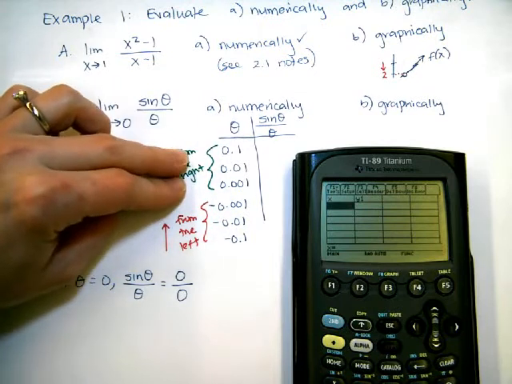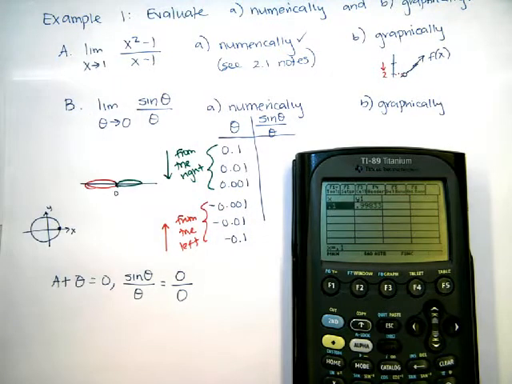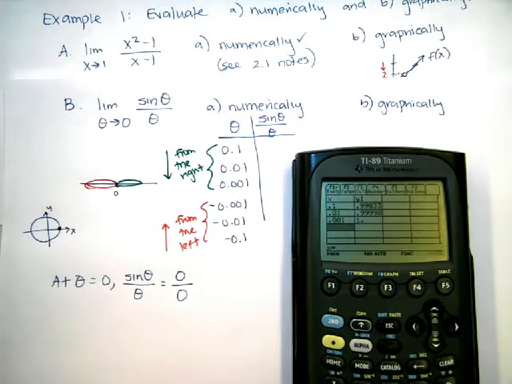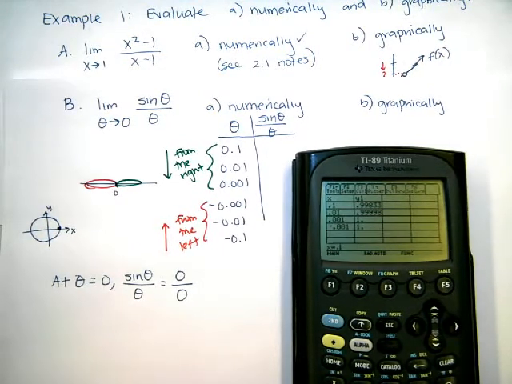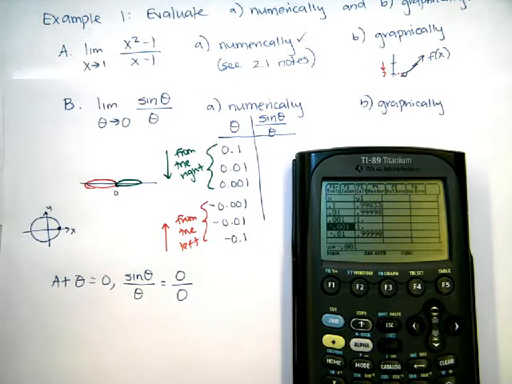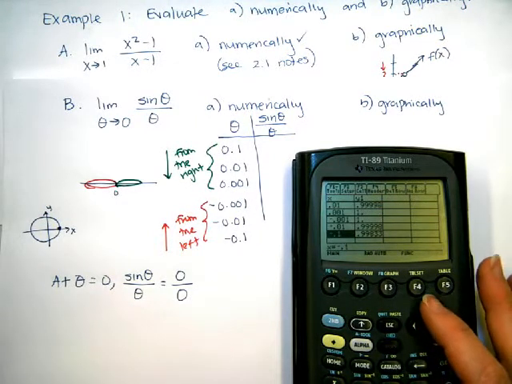Okay, here's what we want to plug in: 0.1, 0.01, 0.001, negative 0.001, negative 0.01, and negative 0.1. That'll be fine.